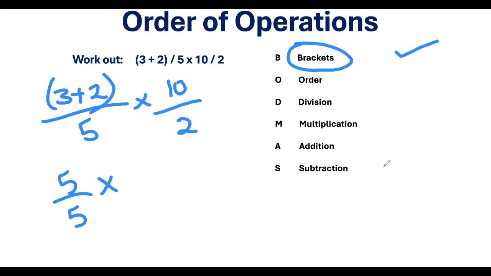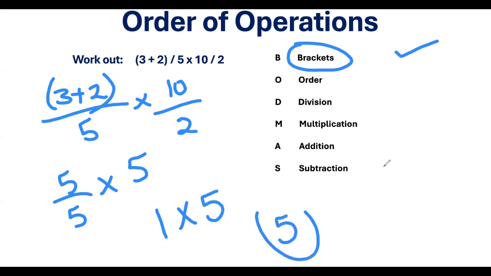10 upon 2, you can do now. It is 5. Right? And 5 divided by 5 is 1. And 1 multiplied by 5 is 5. 5 is the correct answer for this.